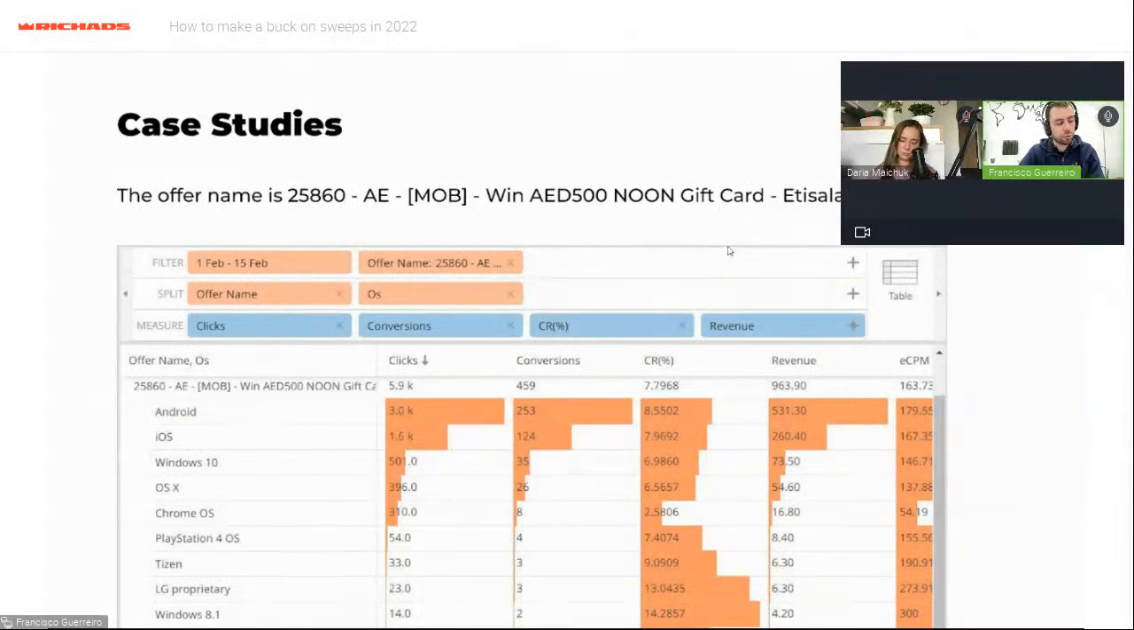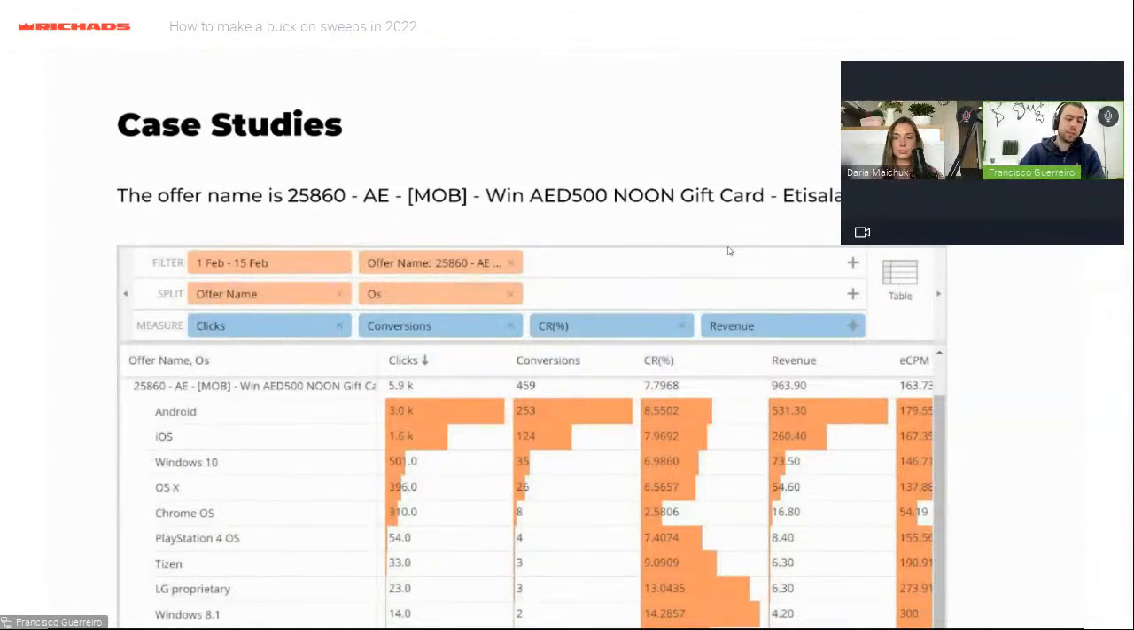This does not mean that you should cut the smaller devices if you know that this offer converts in these devices. In this example, this offer converts in all the devices relatively well, except for Chrome. So in this case, my affiliate cut Chrome OS and kept all the other operating systems. So this is one of the type of optimizations that you should be aware of when you are doing this type of offers.